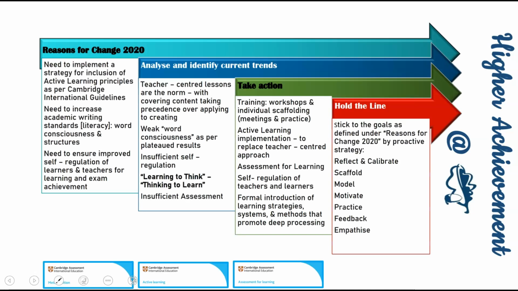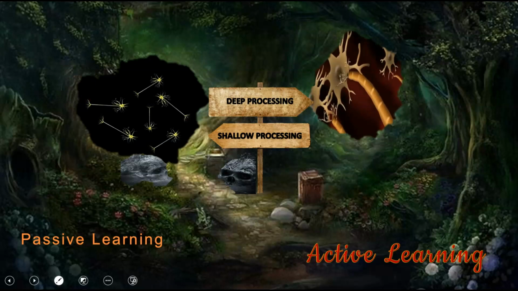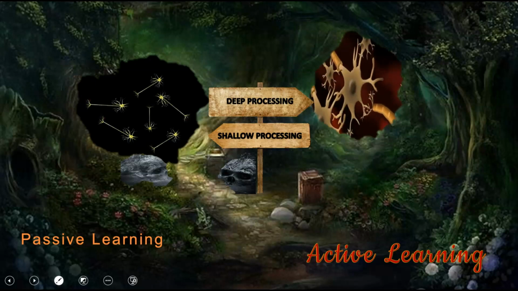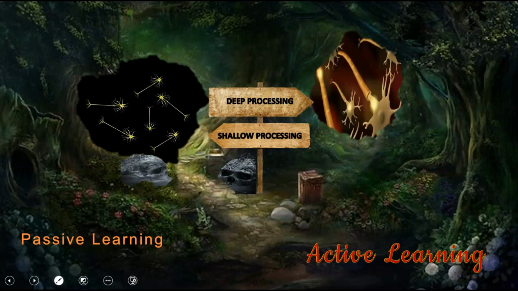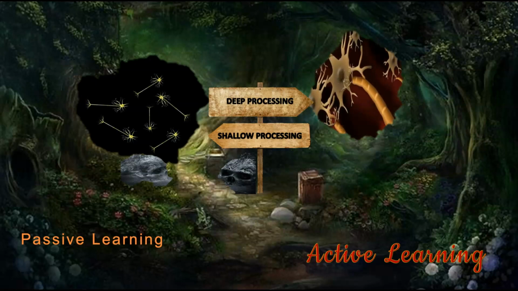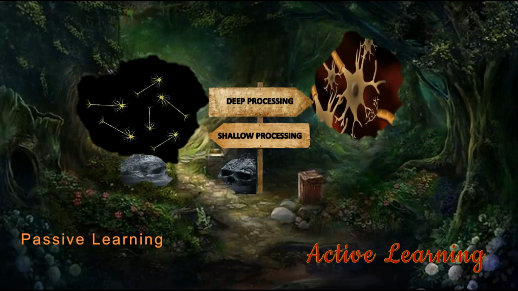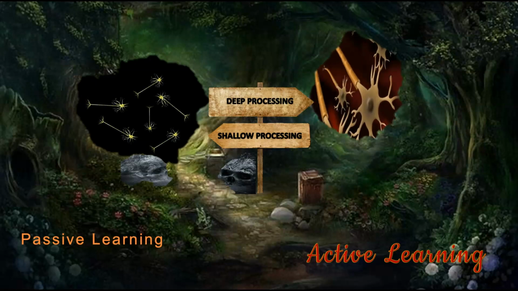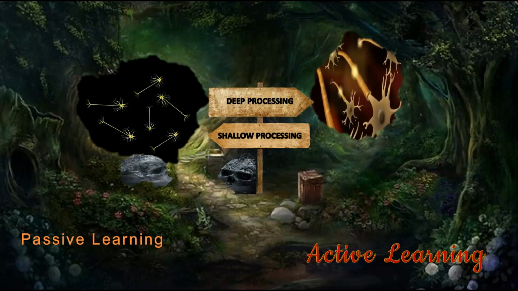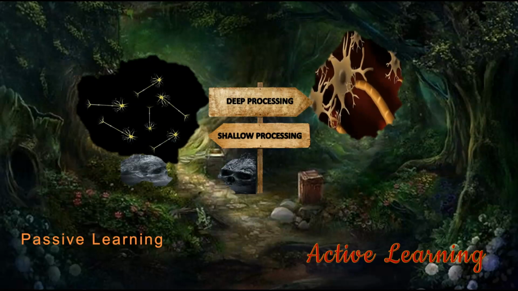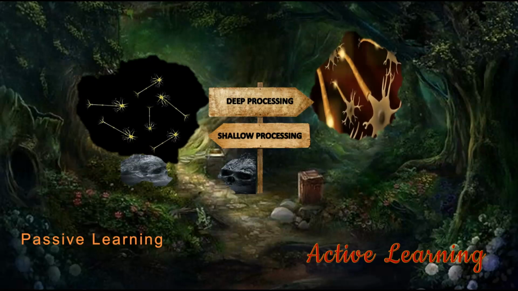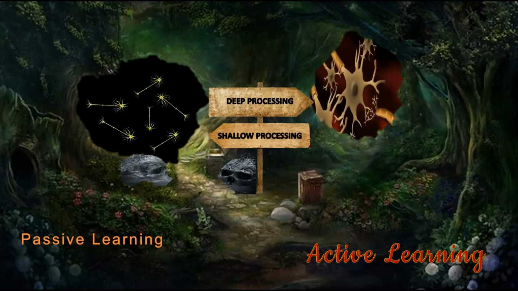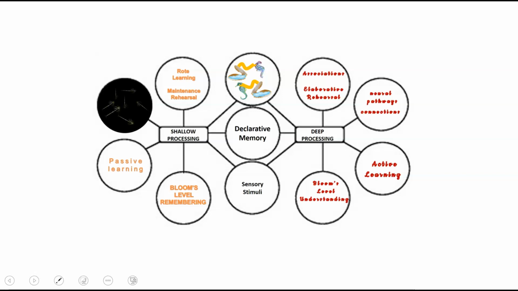So we decided that we would work towards higher achievement at Courtney House. And really the big difference is teacher-centered learning, teaching in which passive learning takes place. Neurons are seldom connected. It's shallow processing versus active learning, where you're making neural networks, neural pathways, which is deep processing. And for that to work, the learner has to be fully engaged in active learning.